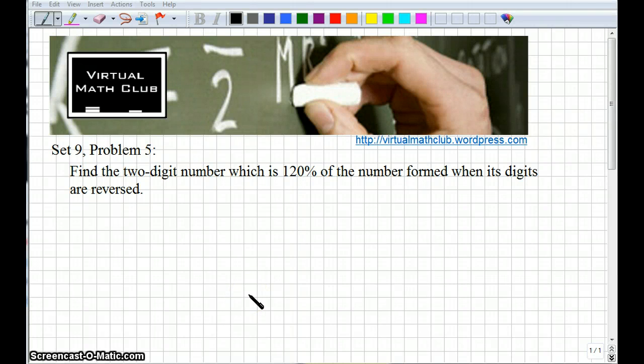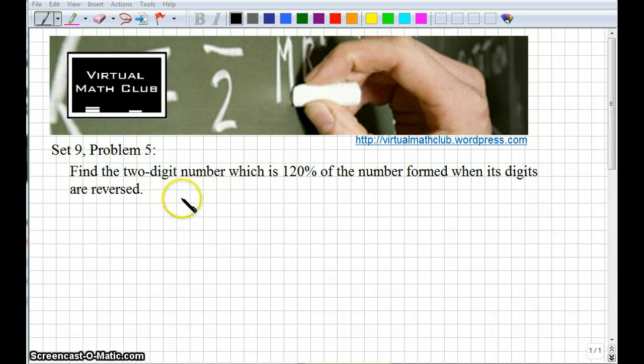Problem number 5 says find the two-digit number which is 120% of the number formed when its digits are reversed. My hint to you would be to take a two-digit number and write it in expanded notation.